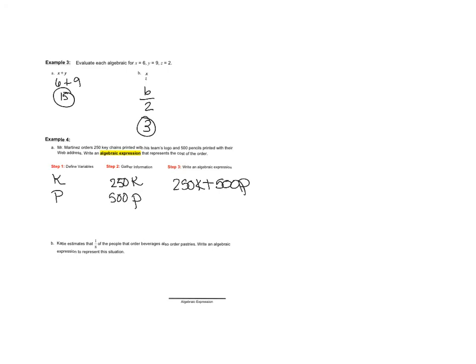All right, and Katie estimates that 1/8 of the people that order beverages also order pastries. Write an algebraic expression to represent that situation. So let's see, my beverages will be B, my pastries will be P. All right, and that's 1/8 of the people order beverages. So 1/8 B plus, because of the and, P, pastries.